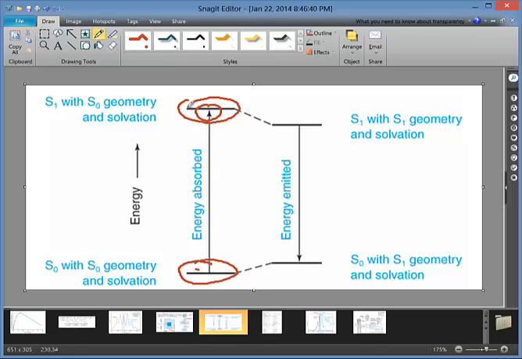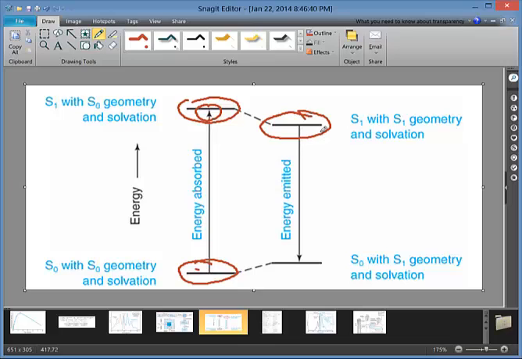And that configuration is probably not an optimal configuration for the excited state, because it was an optimal configuration for the ground state. So that requires a little bit more energy to move the electrons into that excited state with a non-optimized nuclear structure.